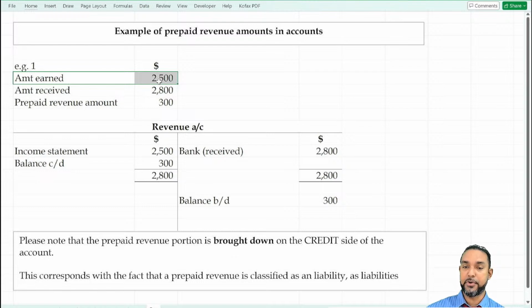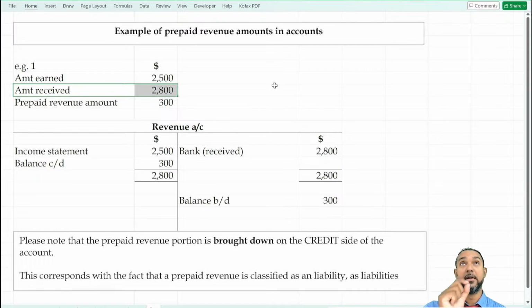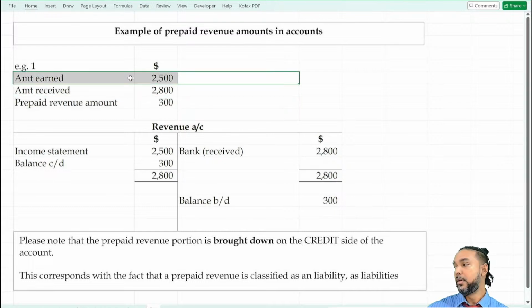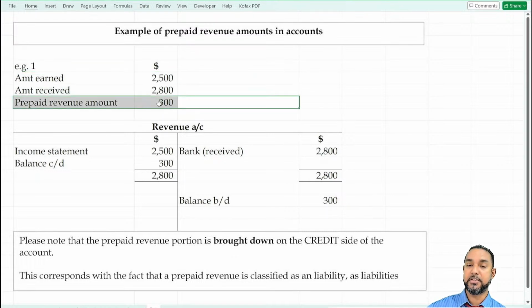So let's say you earn 2,500, but they paid you 2,800 for whatever reason. Let's say maybe you billed them the wrong figure because 5s and 8s on keypads are similar, or maybe the handwriting was bad, so the 5 looked like an 8. For whatever reason, they paid you an extra 300. So you have a prepaid amount. If you receive more than you earned, the surplus amount, which is the 300 in this case, is called a prepaid revenue or prepayment. Now, prepayment sounds a bit more generic, and both revenues and expenses can be prepaid, so you should try to be as specific as possible.